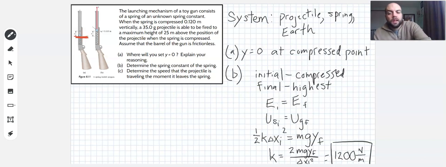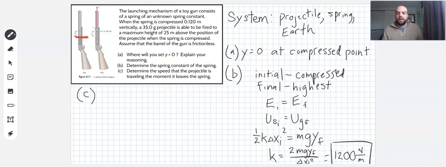That works great. Now for part C, we're trying to find the speed of the projectile the moment that it leaves the spring. There are a lot of different options here. You could use your equations of one-dimensional motion and only focus on the projectile while it is in the air, realizing that that 25 meters is above the launch, the compressed point, not above the spring when the spring is relaxed. So you'd have to use 25 meters minus 0.120 meters there if you were going to use that as your delta y.